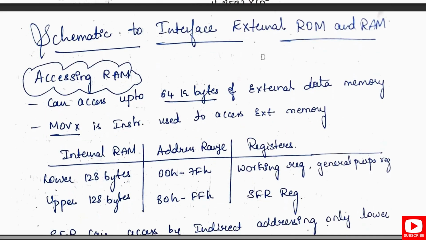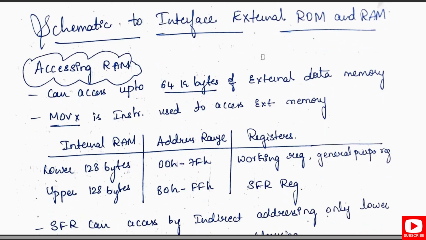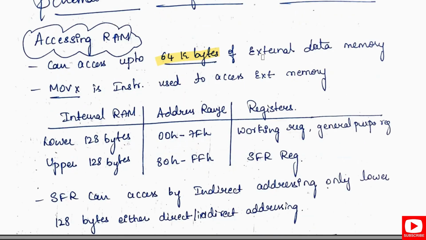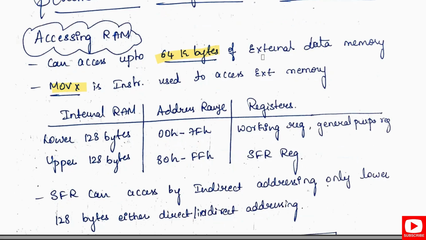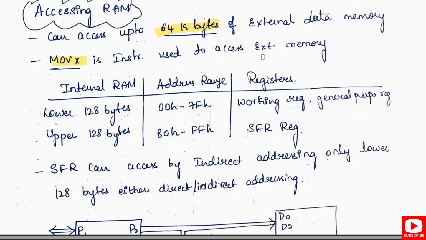Schematic to interface external RAM and ROM. On this topic, you have to design by placing the external ROM and external RAM and connecting them with the 8051. For accessing RAM, it can access up to 64K bytes of data from the external data memory. We use MOVX as the instruction to access it. For example, you see the internal RAM. Here we have the lower 128 bytes and the upper 128 bytes. The addressing range is 00H to 7FH, and here it is 80H to FFH.